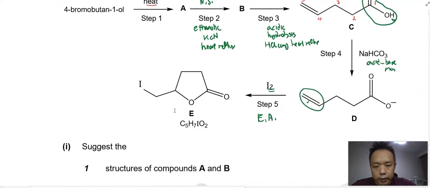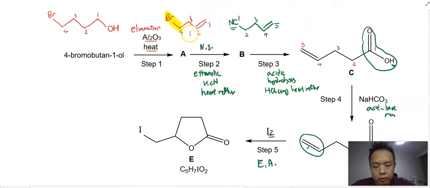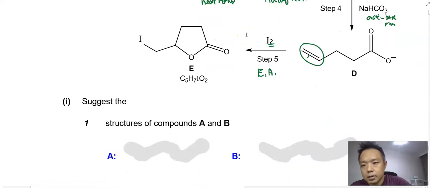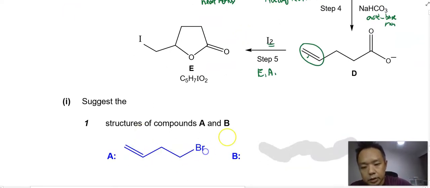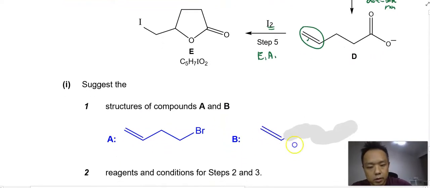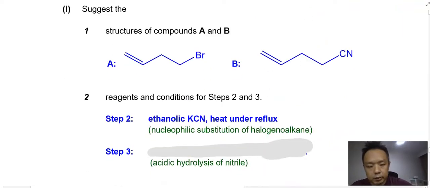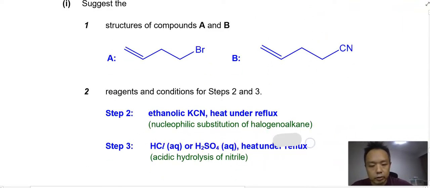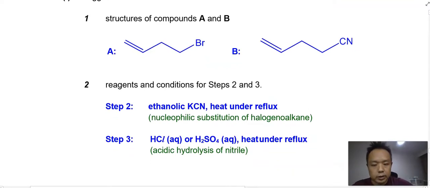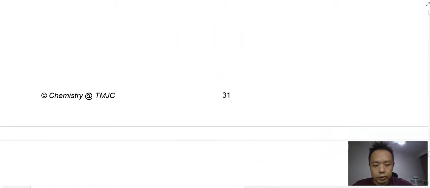So just the structure of A and B, alright, earlier we went through already. Okay, so elimination of the alcohol, and then after that, nucleophilic substitution of the CN. Okay, so let's check the answer for A and B. As I mentioned, elimination of the alcohol, and then replacing the Br with the CN. Okay, so step 2, ethanolic KCN heat under reflux went through already, and then we do acidic hydrolysis, HCl, H2SO4, heat under reflux, for the nitrile converting to carboxylic acid.